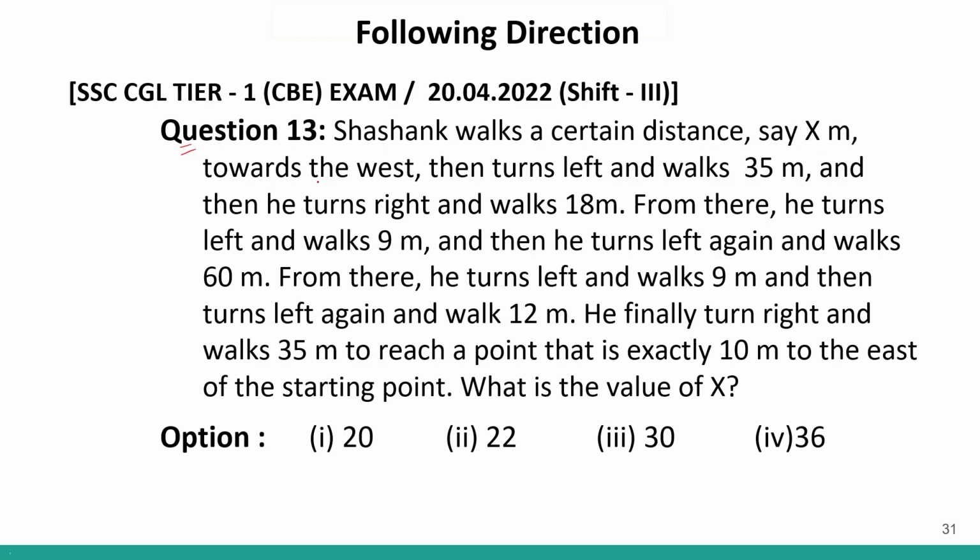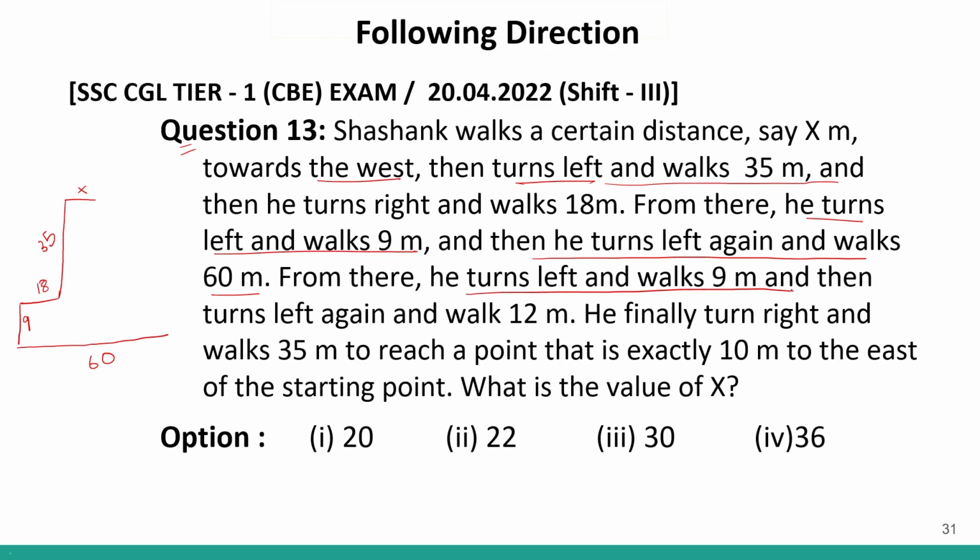Shashank walks a certain distance, say x meters, towards the west. So the distance is not known to us. Let's say this is the starting point. Then he turns left and walks 35 meters. Then he turns right and walks 18 meters. From there he turns left and walks 9 meters. And then he turns left again and walks 60 meters.